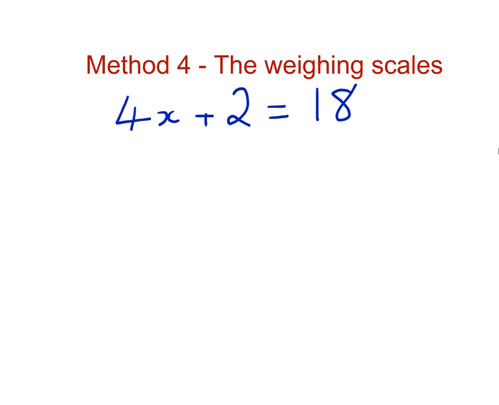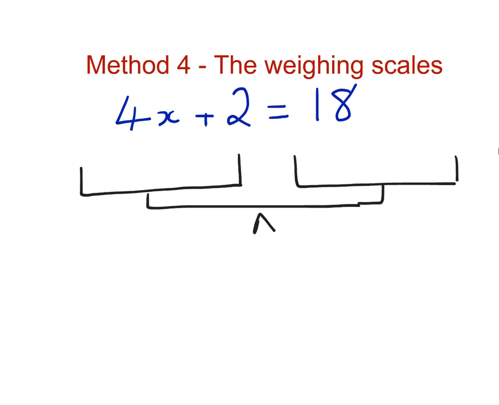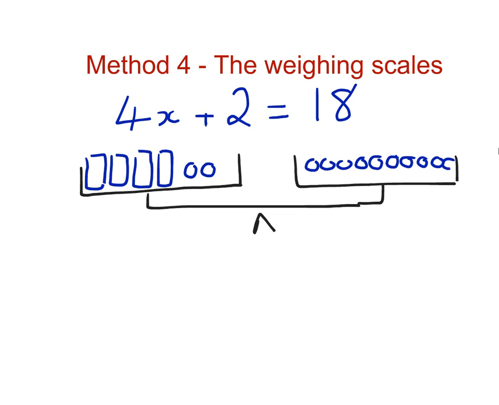This is a more visual representation. So if you think about it being a set of scales, equally balanced, with boxes on one side and coins on the other, then it's quite easy to see we've got 4 boxes and 2 coins. And on this side we've got 18 coins. Now, because it's an equation, we can say that it's equally balanced. Well, what would happen if I took these 2 coins off? The balance would tip. So in order to keep it balanced, I'm going to take 2 coins off this side as well.